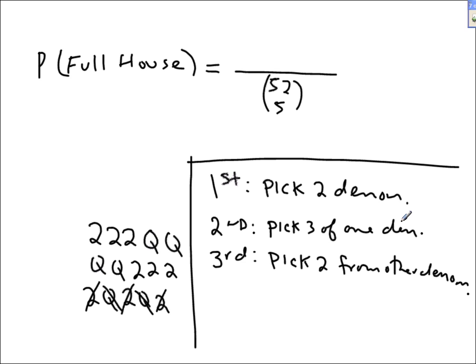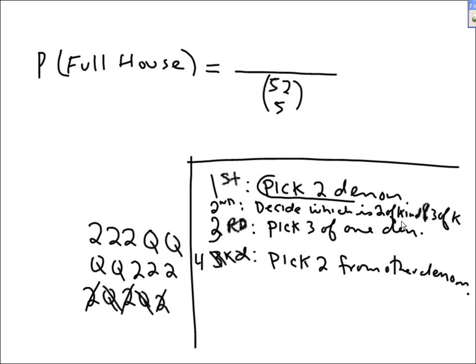I guess I'll call this step 3 and this the 4th step. So from the second step, decide which is the 2 of a kind and which is the 3 of a kind from the 2 that you pick. Okay. So now there are 13 denominations. You need to pick 2 of them.